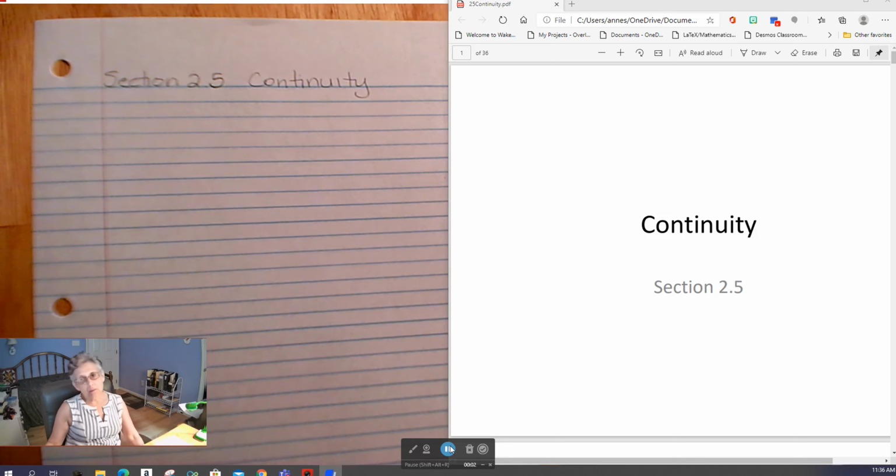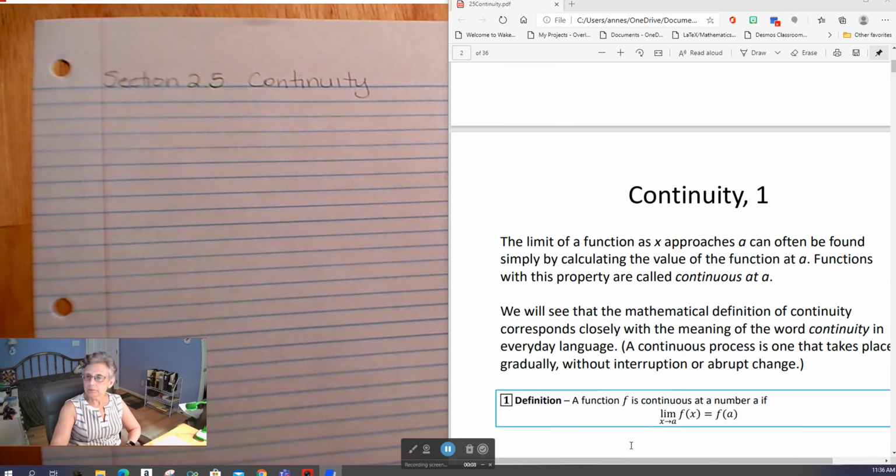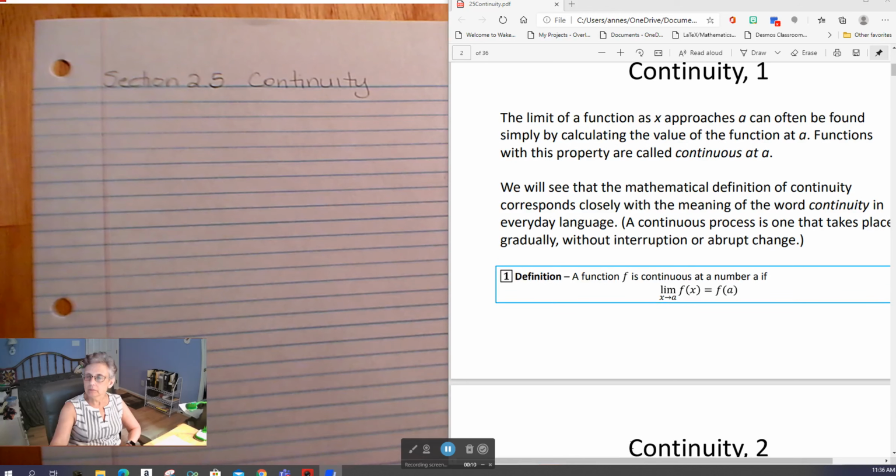Okay, let's go back and pick up section 2.5, which is all about continuity. So we talk about continuity at a specific point. A function is considered continuous at a point if the limit is equal to the function value. Easy enough.